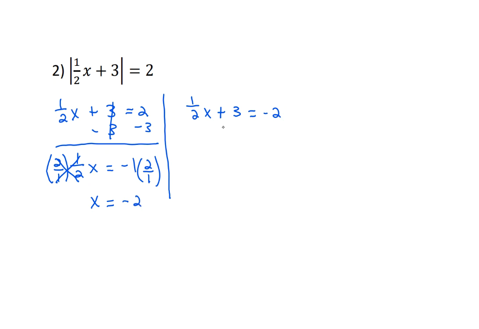For my other equation, I'm going to subtract 3, but when I subtract 3 from a negative 2, that gives me a negative 5. So I have 1/2 x is equal to negative 5. So I'm going to do the same thing. I'm going to multiply both sides by the reciprocal of 1/2.